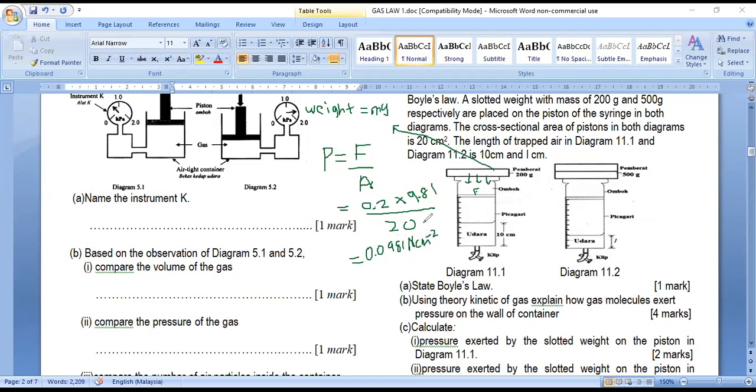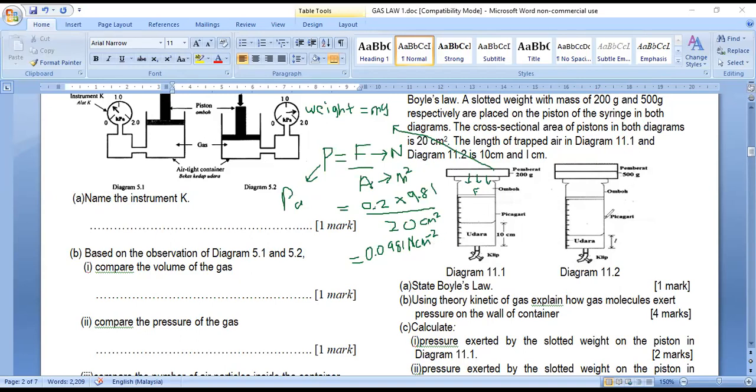You can't write Pascal because this area is in centimeter square, not meter square, and the force is still in Newton. In order to get Pascal, you must make sure the area is in meter square. Then only the unit for pressure becomes Pascal or Pa. But in this case, because I'm not changing to meter square, I'm going to write N cm^-2. Just leave it like that.